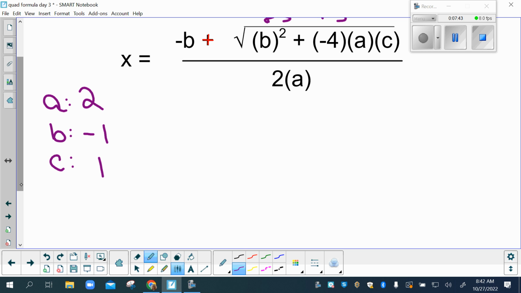Okay, you guys ready to watch me do it? See if your answer matches mine? So here's what. -B, this is the first place where a lot of kids make mistakes. -B says the opposite of whatever B is. So if B is -1, you're putting in a +1. That's just a common mistake on the test. Be really careful there.